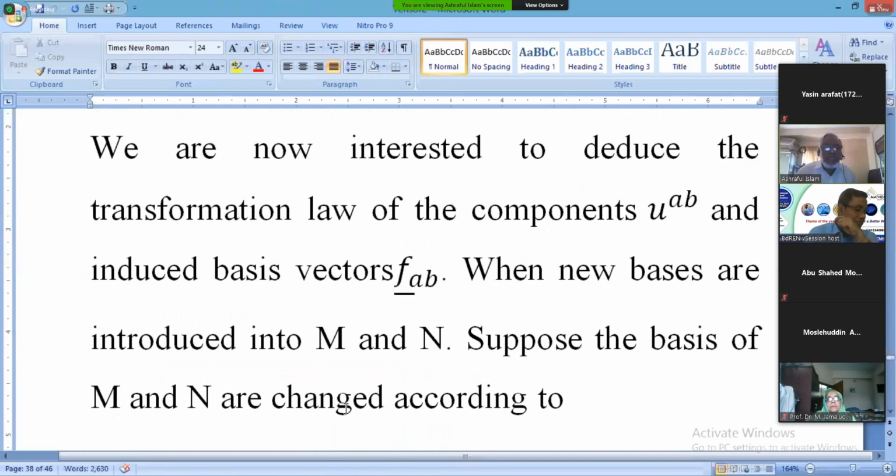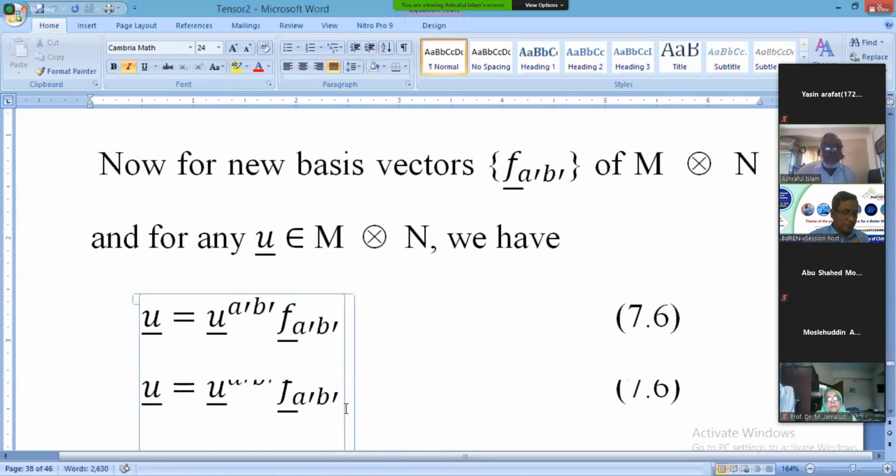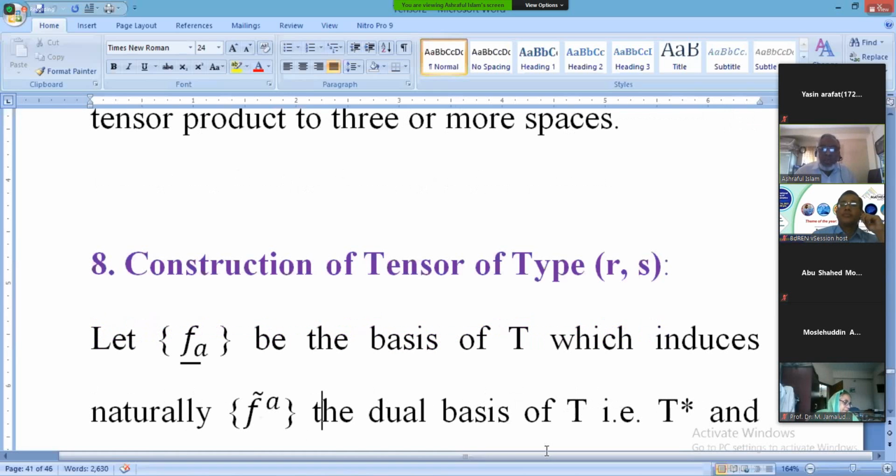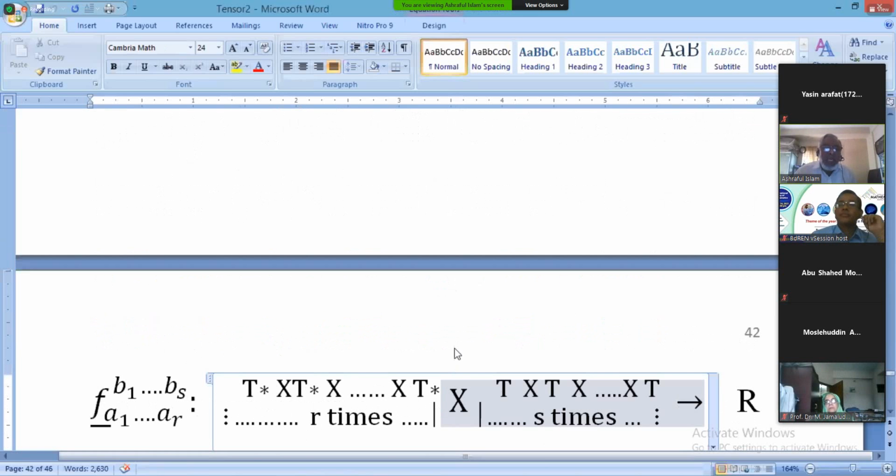For a general type of tensor, a tensor of type RS, it is the most general type. We take the basis of the vector space, and this is the basis of the dual vector space. Dual vector space means T star. Now this is the basis of the type RS tensor. This maps the dual vector space R times, and the vector space S times, to the real field.